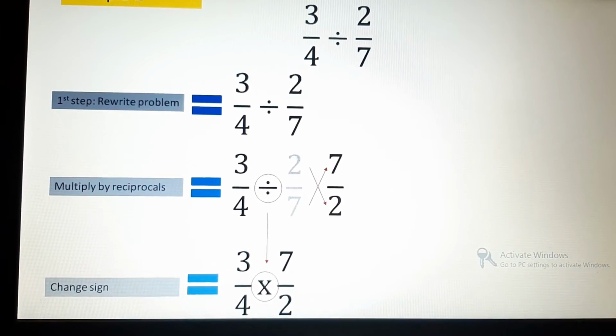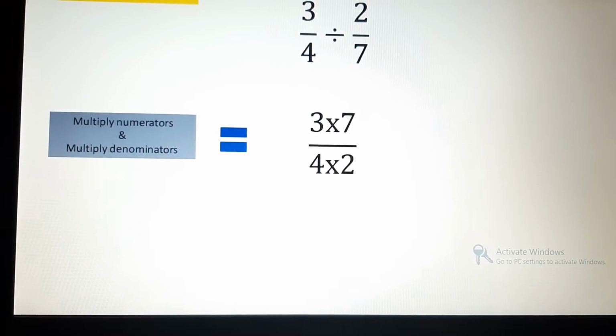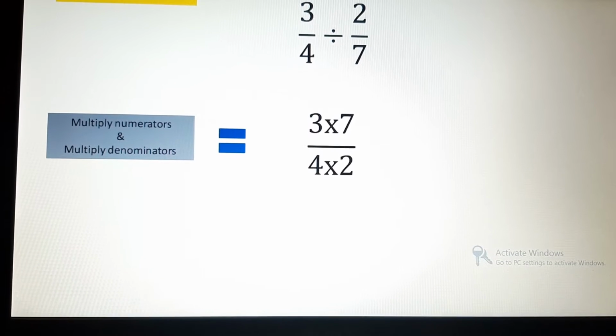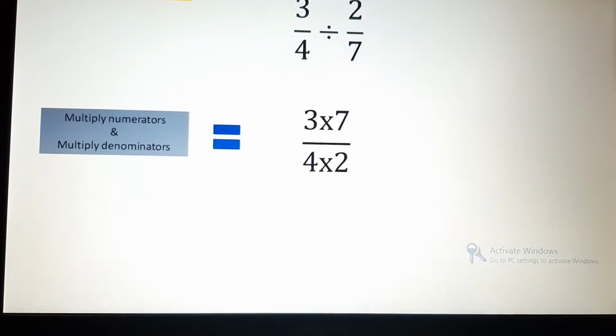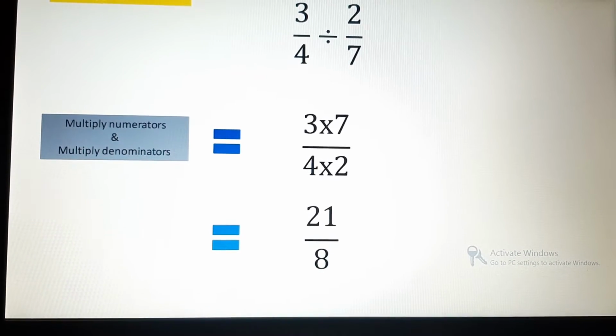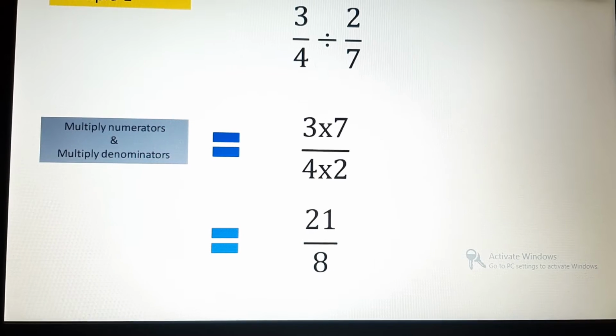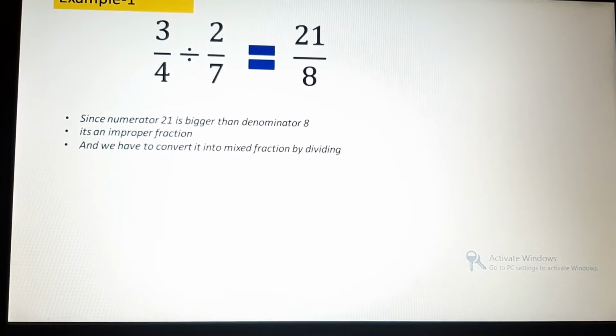7/2. And we all know that we have to multiply the numerators to get the resulting numerator and we have to multiply the denominators to get the resulting denominator. 7 times 3 is 21 and 4 times 2 is 8.